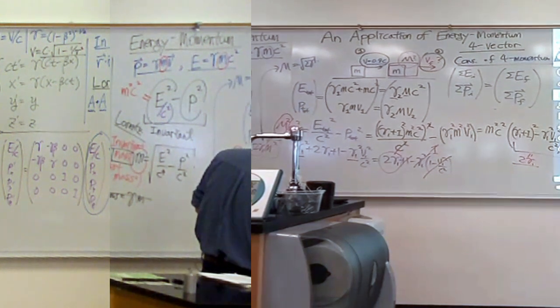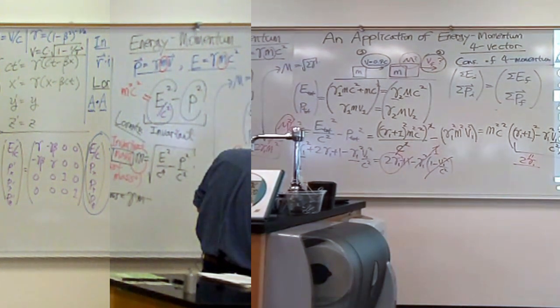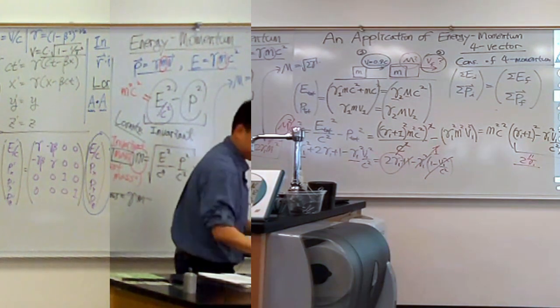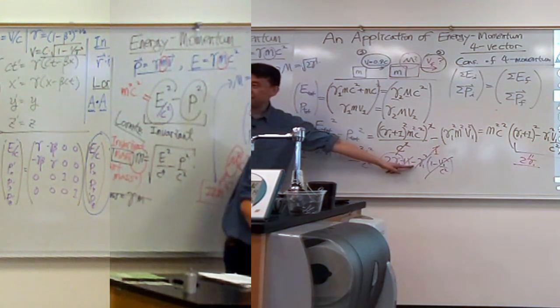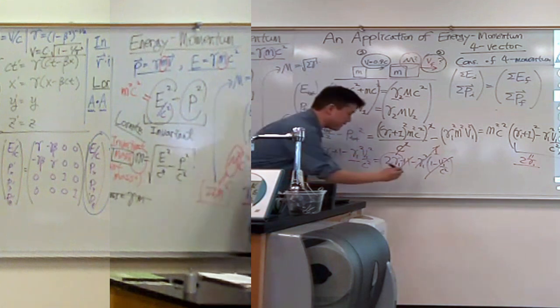Like in front of the parentheses is negative gamma 1 squared. No, at the very bottom. This one? The purple one. Yeah. Oh, I see what you mean. This should have been not a minus sign, but a plus sign, right? That's what you're saying. Good, thank you.